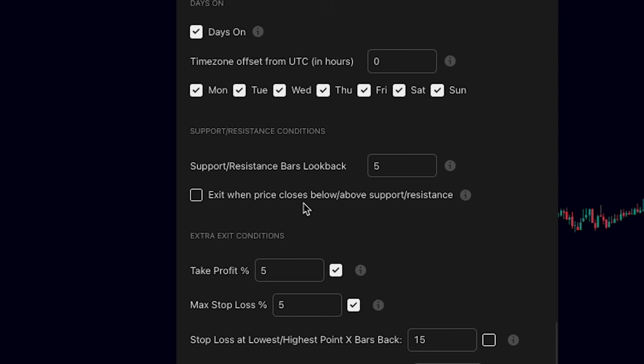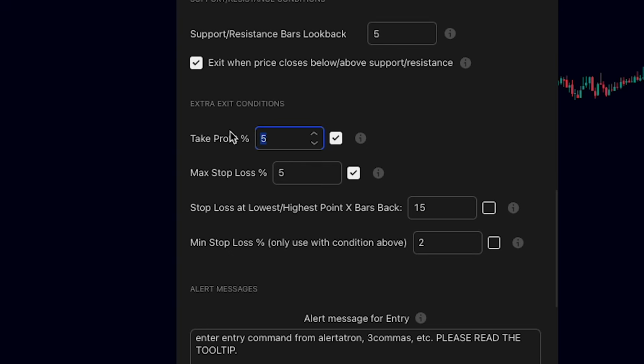Then we're going to raise the look back on the support to 5, which means that the lowest point in the last 5 bars will be the support. And we'll check this box here, which means price will need to close below the support to exit. Then let's do 0.5% take profit and 0.3% max stop loss.